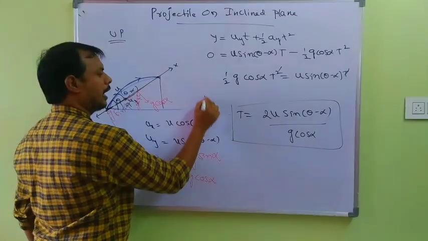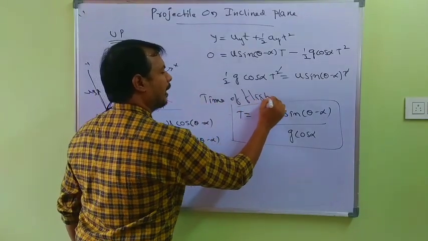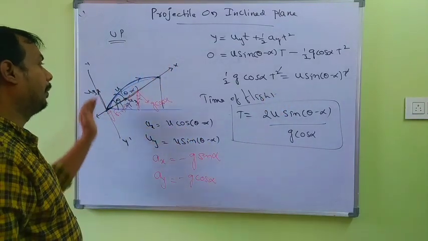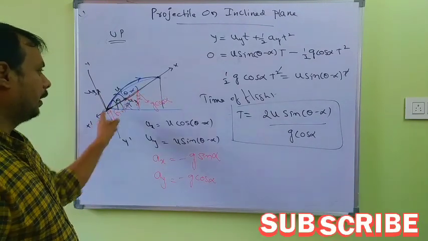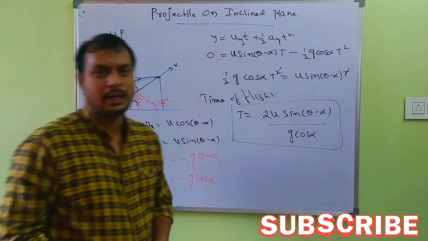So this is the time of flight for the projectile motion on an inclined plane when the body is projected up. The time required is t equals 2u sin(theta minus alpha) by g cos alpha.